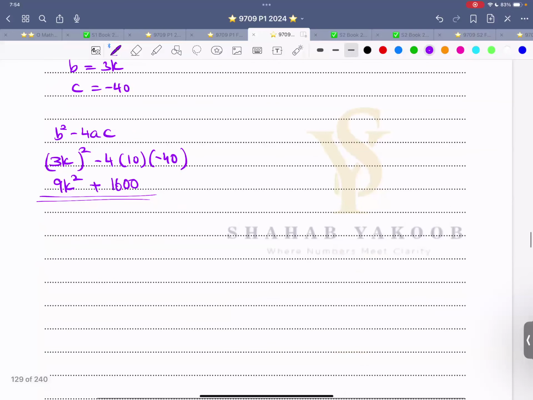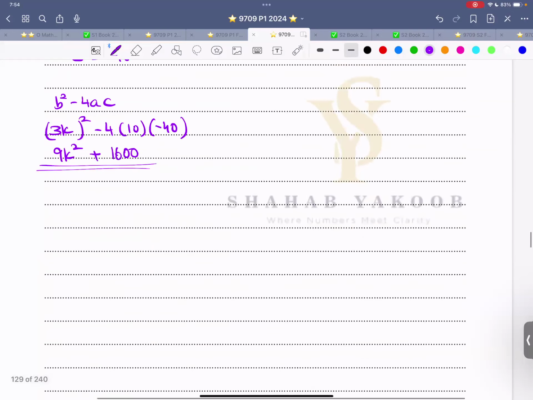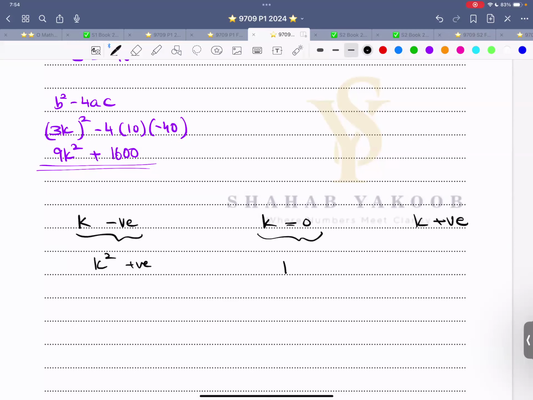Now, one thing is 9k squared plus 1600. What could k be? K could be negative, K could be positive, K could be 0. If k is negative, k squared will be positive. If k is 0, k squared will be 0. If k is positive, k squared would still be positive.